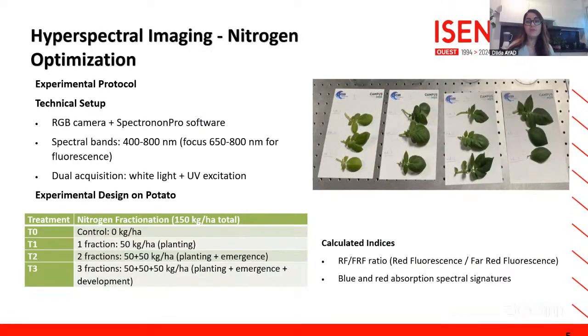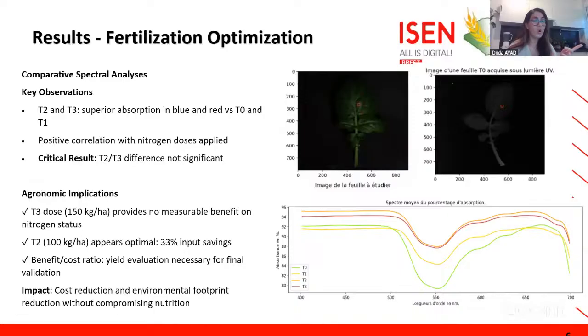The experiment was conducted on potato using 4 nitrogen treatments, T0 to T3, ranging from no nitrogen input to 3 split applications totaling 150 kilograms per hectare, with 3 replications per treatment. Results showed a higher absorption and fluorescence level for T2 and T3 compared to T0 and T1, consistent with nitrogen supply. However, the spectral responses for T2 and T3 were very similar, suggesting that the additional nitrogen applied in T3 did not provide a significant physiological benefit or need.